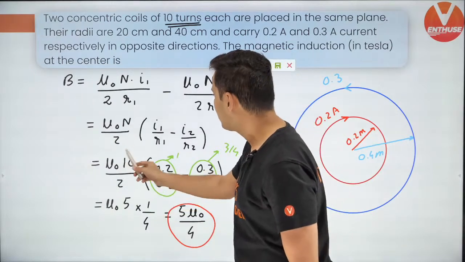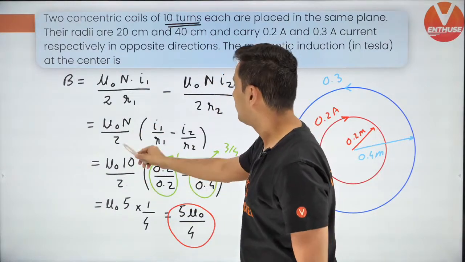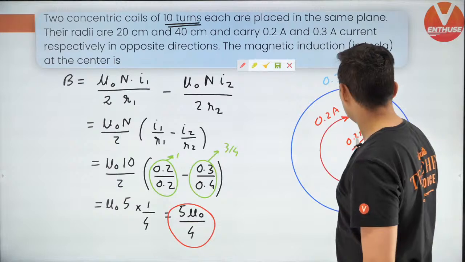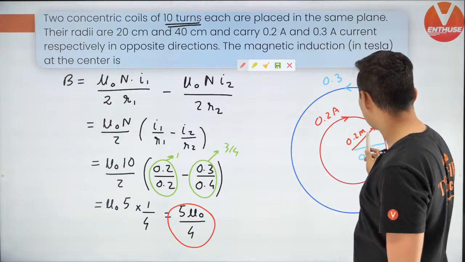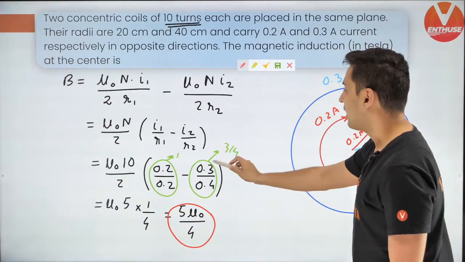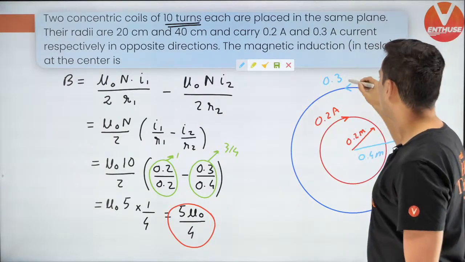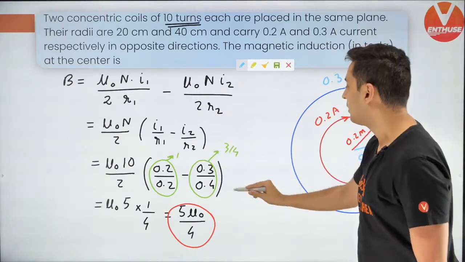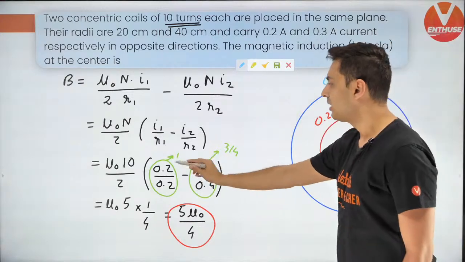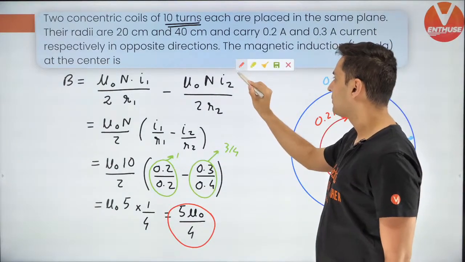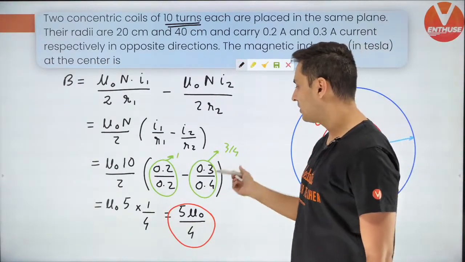This one. N is 10, 2 is 2, I1 is 0.2. It's just substitution. R1 is 0.2 meters. I2 is 0.3 amperes, isn't that right? And R2 is 0.4 meters. Just substitute it. 0.2 by 0.2 is 1, right? That's it. And 0.3 by 0.4 is 3 by 4.